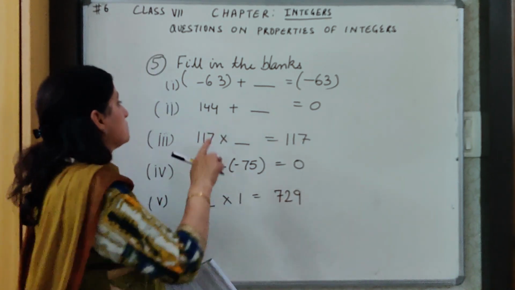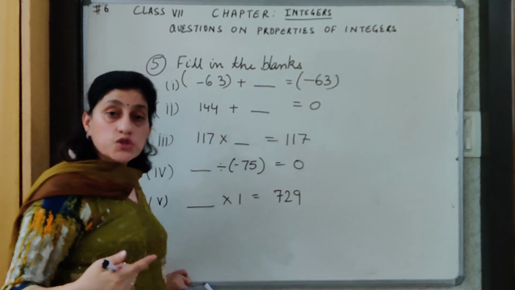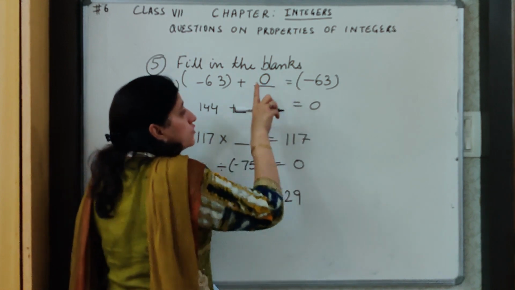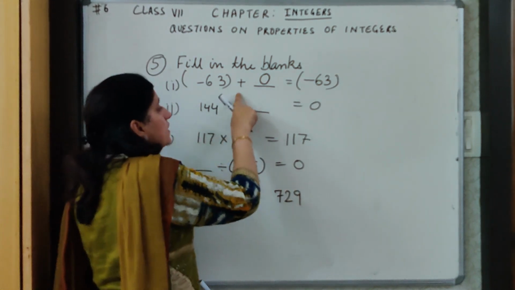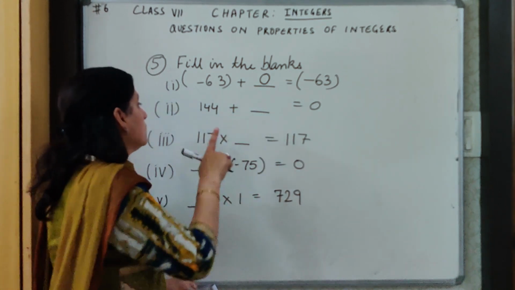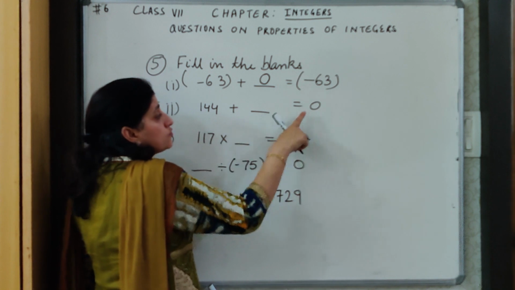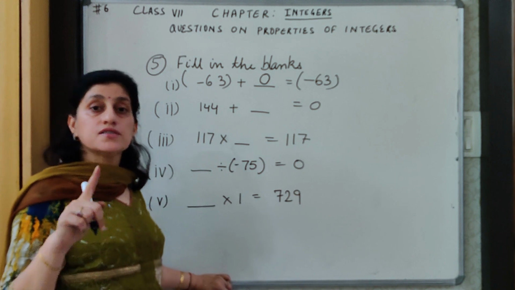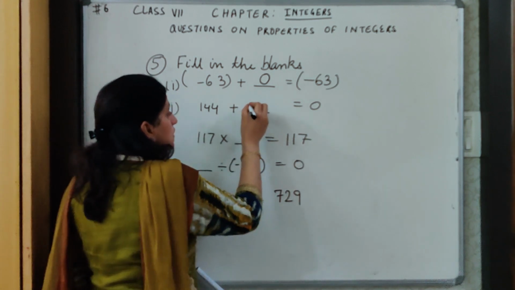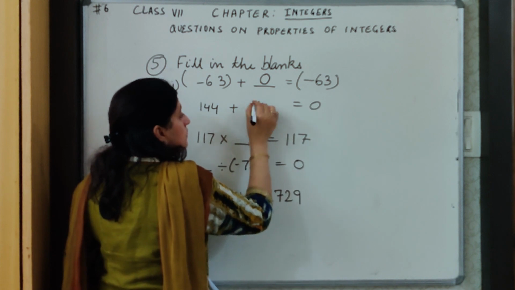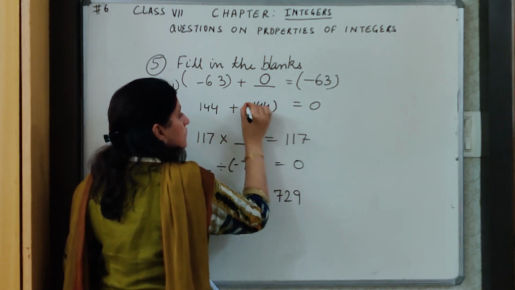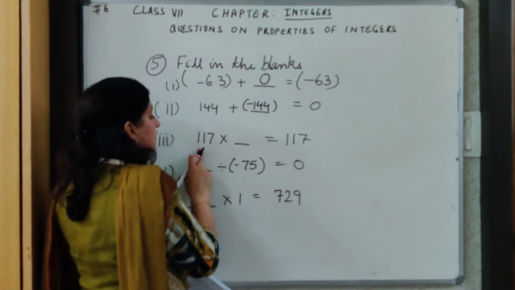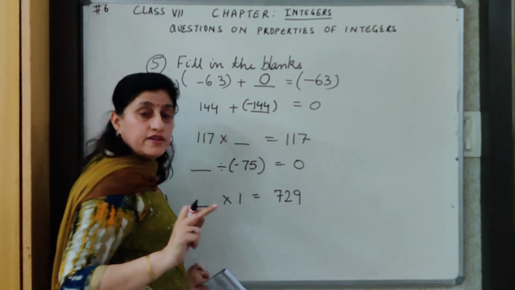Now we will quickly fill up this. Minus 63 plus dash will give me minus 63. What should be added? A 0 should be added because 0 is the additive identity. Here we are adding. Okay. Now when to 144, what number should be added to give me 0? That is the additive inverse. Additive inverse returns the answer 0. So here the blank will have minus 144. Is this clear?